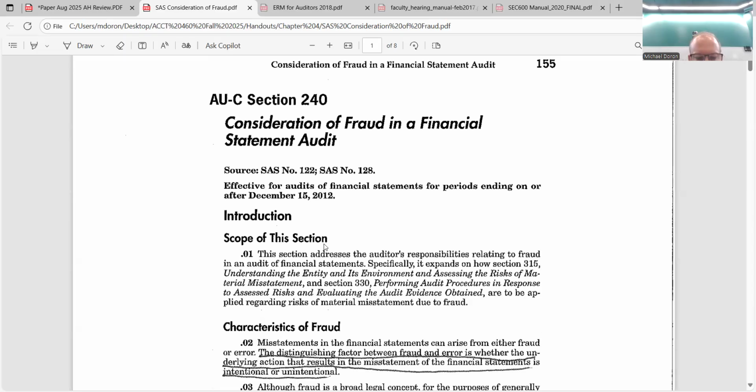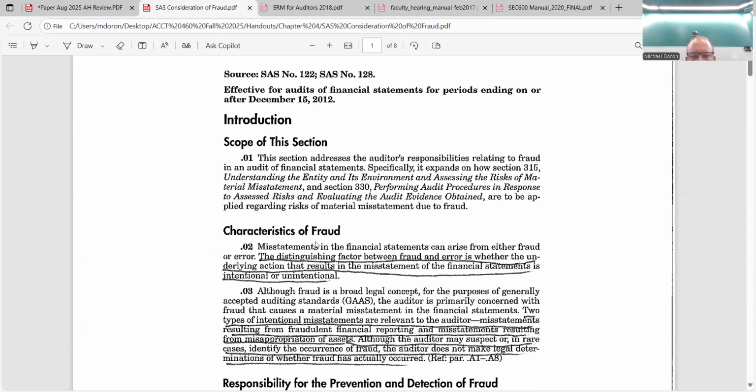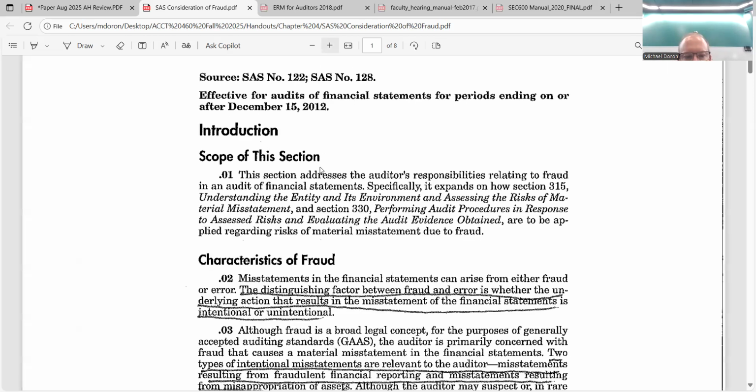So what do they have to say? Characteristics of fraud. The distinguishing factor between fraud and error is whether the underlying action that results in the misstatement of the financial statements is intentional or unintentional. Okay, we've seen that before. What distinguishes error from fraud? Intention. An honest mistake is an error. Intentional misstatement is fraud.